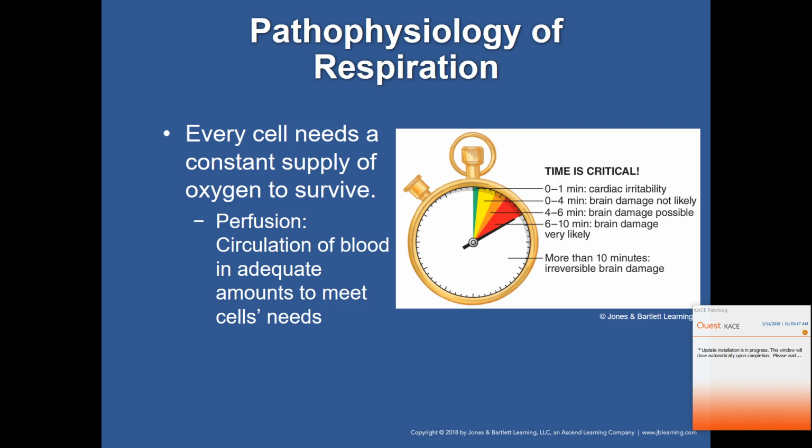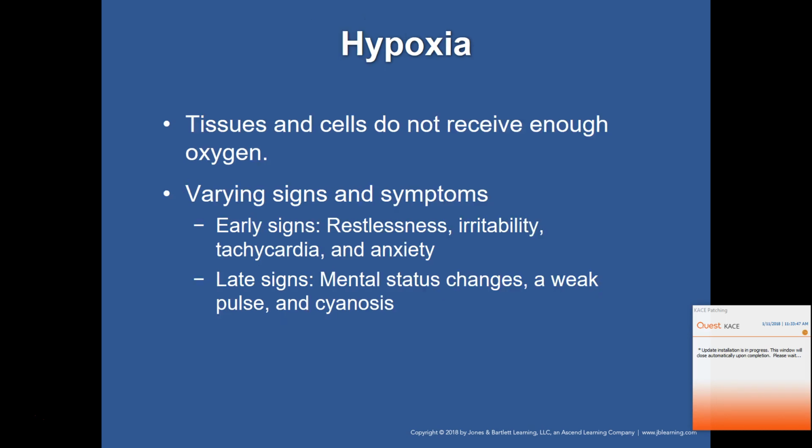So when this happens, regardless of the cause, whenever we don't have enough oxygen to the tissues, we call it hypoxia. Now that's when they're not receiving enough. That doesn't mean that it's without, which would be anoxia, which is without oxygen. Hypoxia means they're not getting enough. This will have a varying degree of signs and symptoms depending on the severity of the hypoxia.